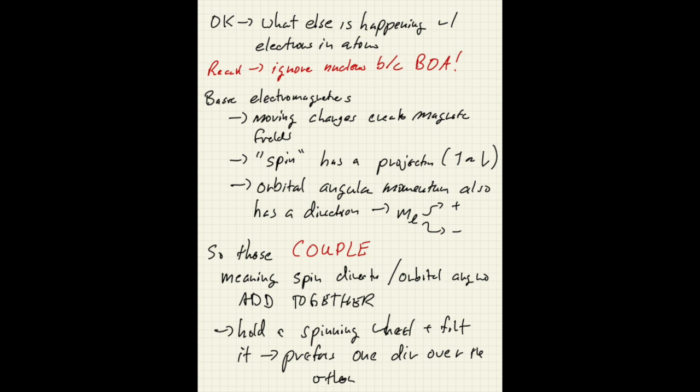Okay, that brings us to our next thing. So let's think about what else is happening with electrons and atoms. Now, remember, we can pretty much ignore what's going on with the nucleus because of the Born-Oppenheimer approximation. And again, due to the centrosymmetry of atoms, this is perfectly fine, and we just get the electrons to move along with the nucleus through space. And instead, we can just focus on what's going on with the electrons.